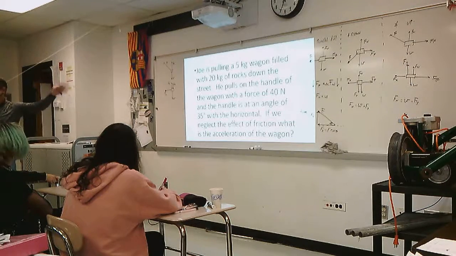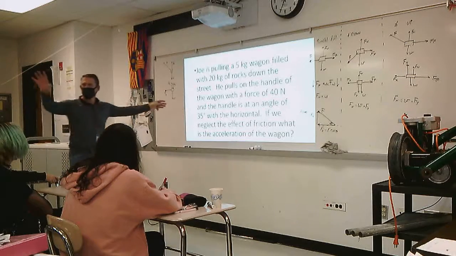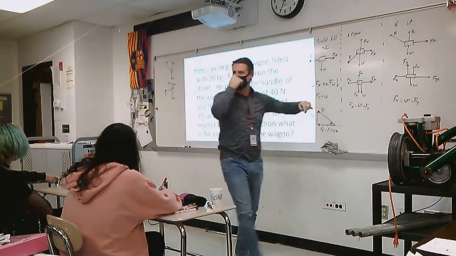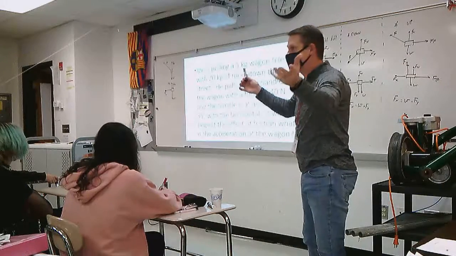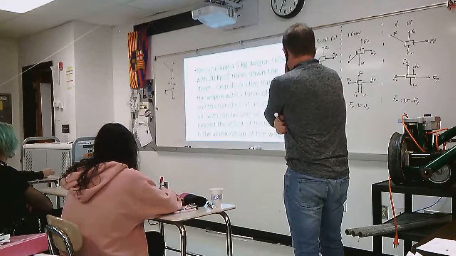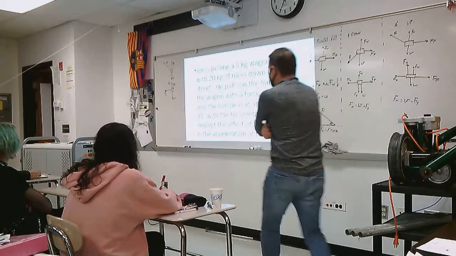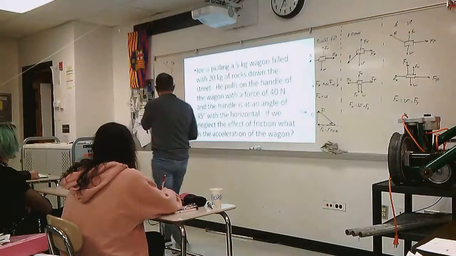Now, we got our picture. What's the next thing we got to figure out? Carl, what is the thing at equilibrium? So, Carl, what's the important words here? What is the acceleration of the wagon? So that tells us no equilibrium. How are we going to start this, Carl?